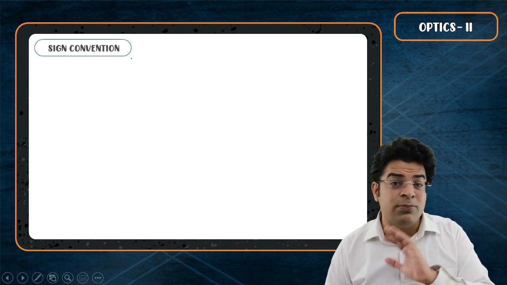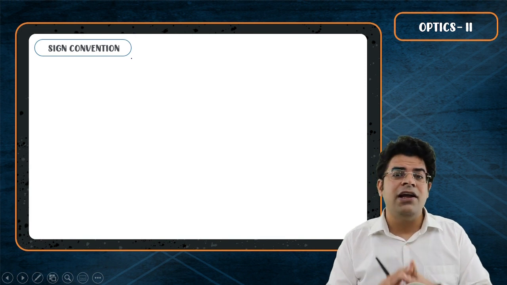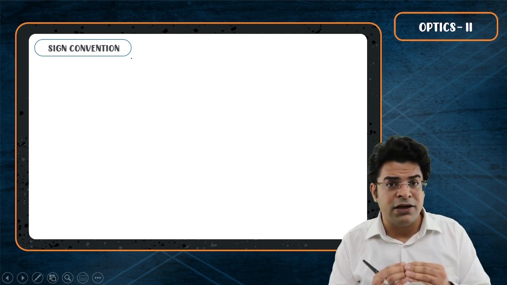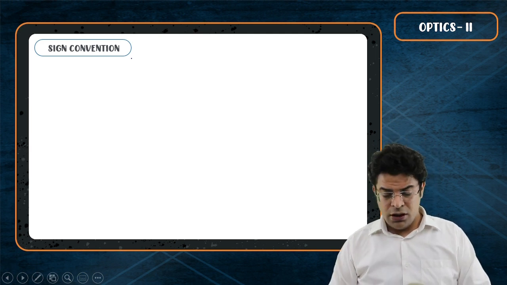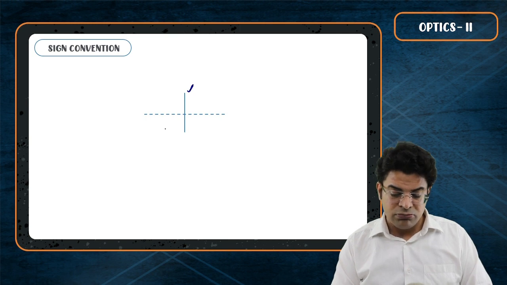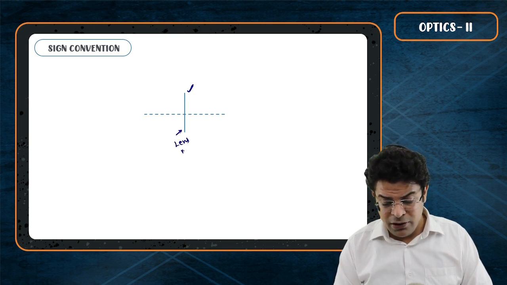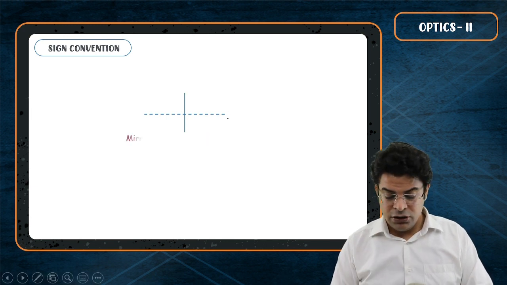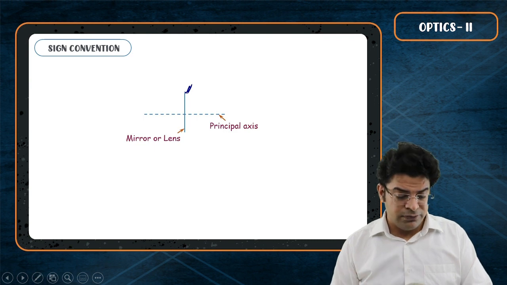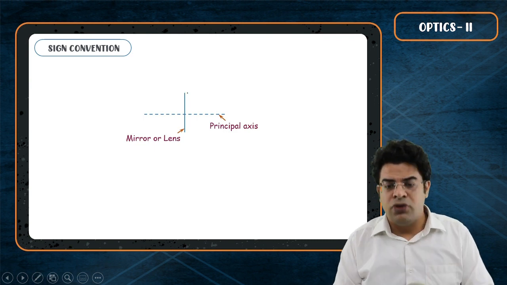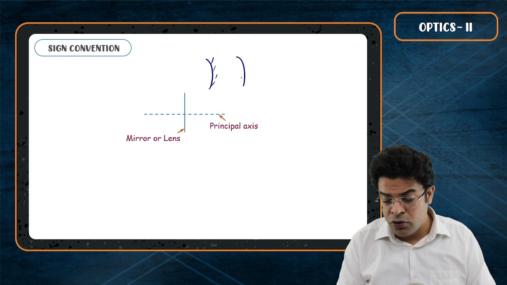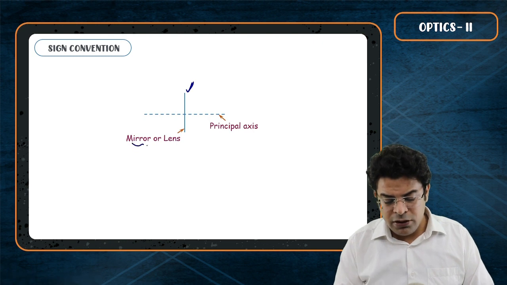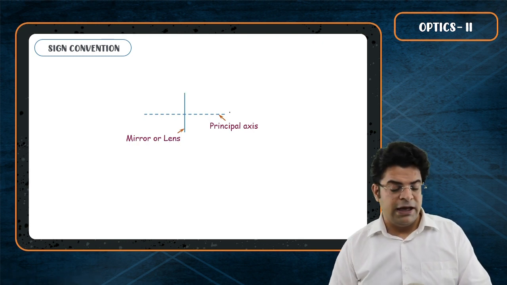I will say that this is the most important thing in optics. Why? Because I find students doing this wrong all the time. So if you have ever made an error on sign convention, listen carefully right now. Let's say, kids, you have got this. This can be a lens or a mirror, and this dashed line represents the principal axis. I don't want to be biased, so I am not drawing a concave mirror or a convex mirror. I have just drawn a straight line to represent a mirror or lens, and let's say this line is the principal axis.